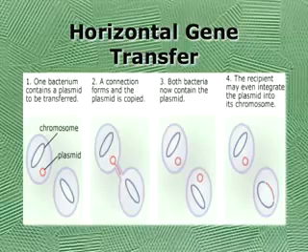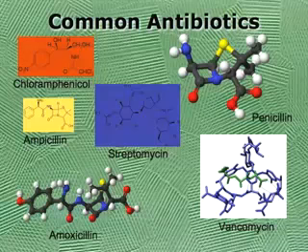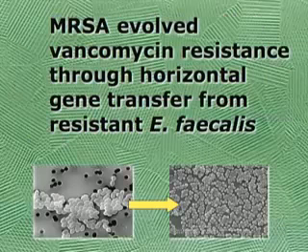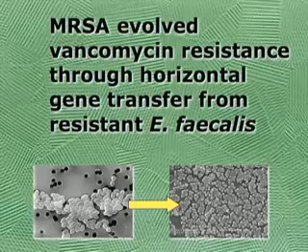Methicillin-resistant S. aureus are often resistant to multiple antibiotics. One in particular, vancomycin, is a powerful antibiotic of last resort. Staphylococcus aureus picked up resistance to vancomycin by horizontal transfer from a bacterial resident of our guts, Enterococcus faecalis. Horizontal gene transfer allows transfer of genes across species boundaries, speeding the spread of advantageous adaptations.